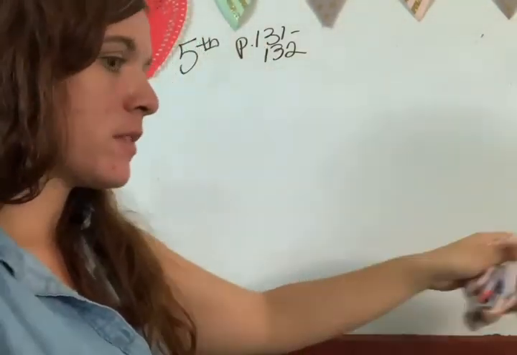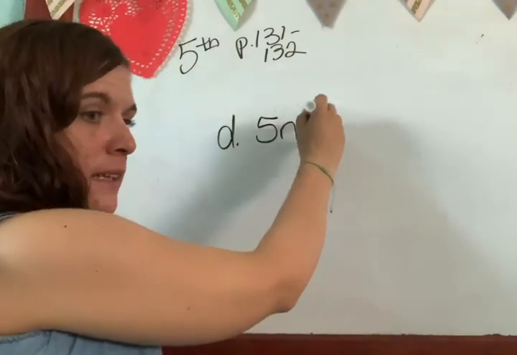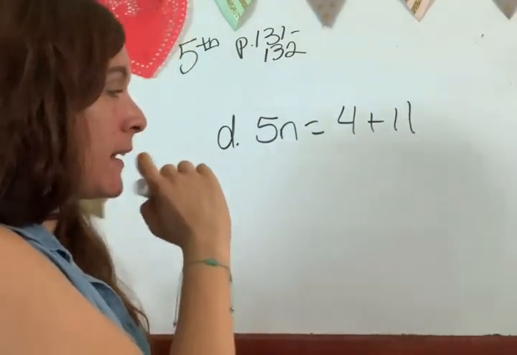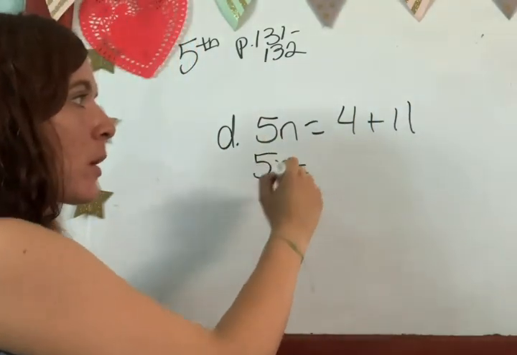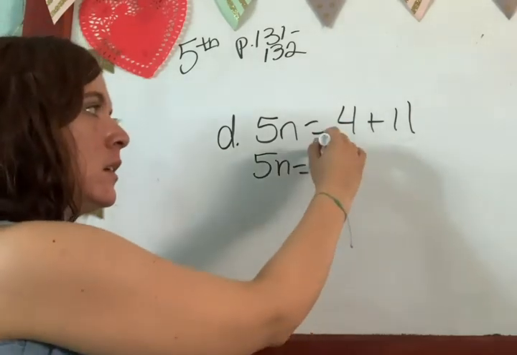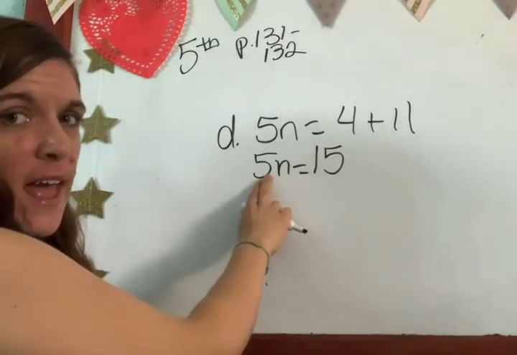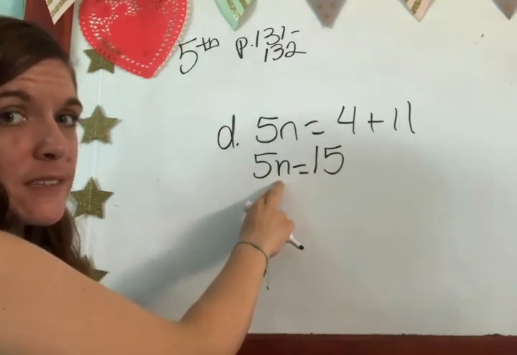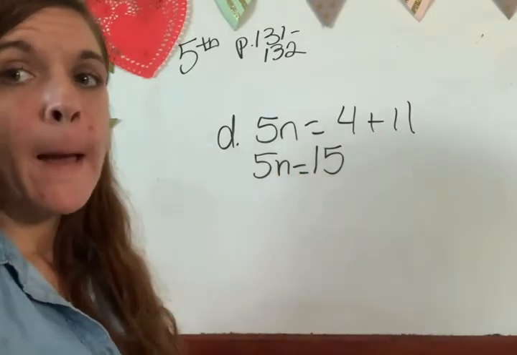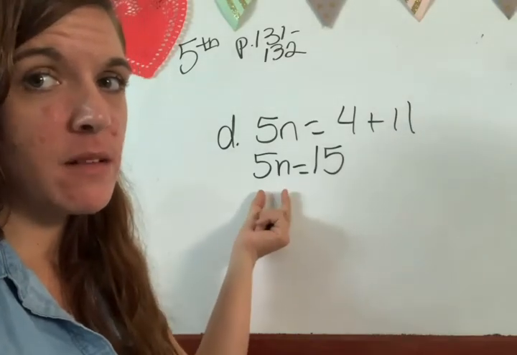Last one I'm going to do with you today. 5n equals 4 plus 11. Okay, we're going to write it again. 5n equals, what's 4 plus 11? Oscar? 15. Okay, guys, look at this one carefully. 5n, when they're pegados así, eso significa multiplicar. Pegados así means multiplicar.